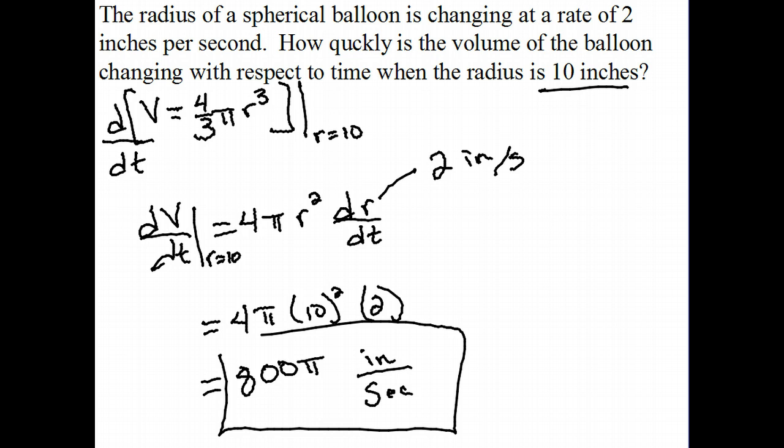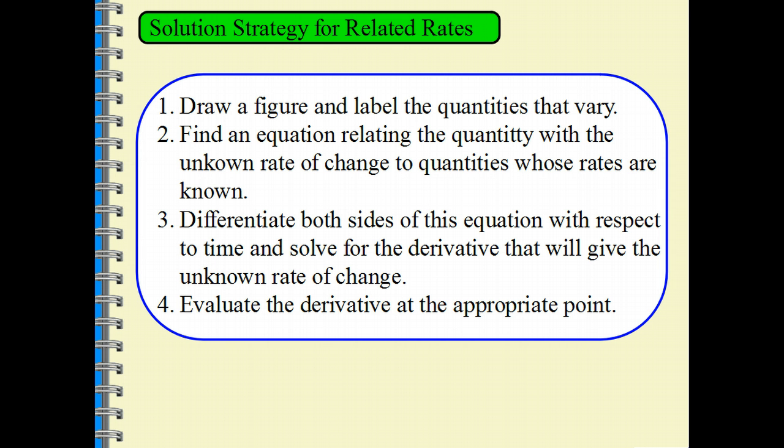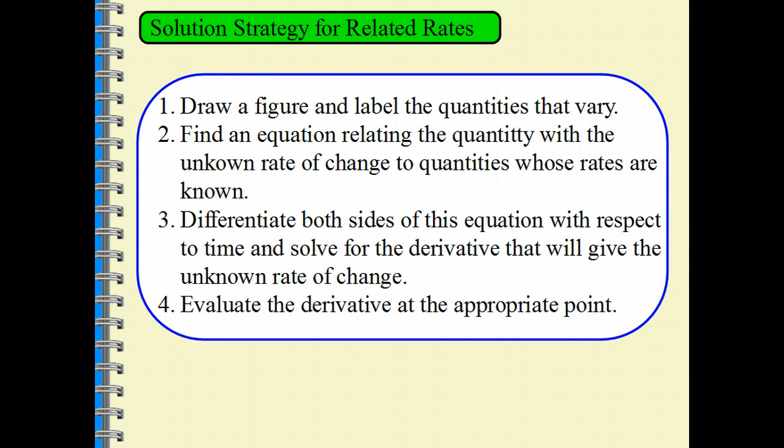All right? So let's summarize this into a strategy that we're going to use for all of our related rate problems. And there are 4 basic steps that we're going to follow when we solve different related rate problems. First, typically we're going to draw a figure and label the quantities that vary. Now in the previous example I did not draw a figure, but it wasn't entirely necessary because it was just a simple volume problem where we had a formula and we differentiated with respect to time. But in most cases you are going to draw a figure and label the quantities that vary.